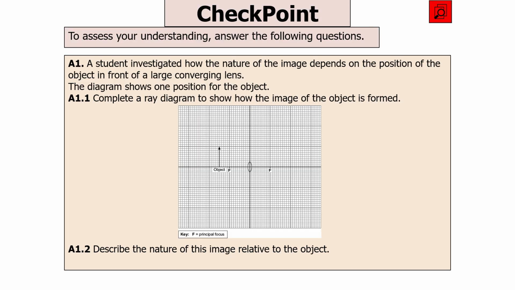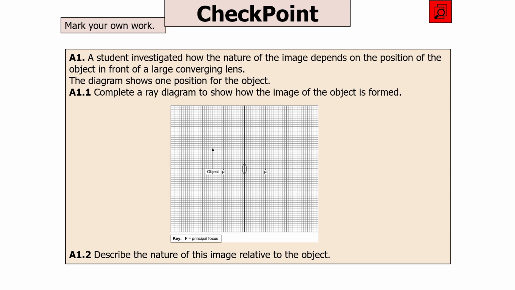The next question says, a student investigated how the nature of the image depends on the position of the object in front of a large converging lens. The diagram shows one position for the object. Complete a ray diagram to show how the image of the object is formed, then describe the nature of this image relative to the object. So pause the video now, then unpause the video when you want to go through your answer.